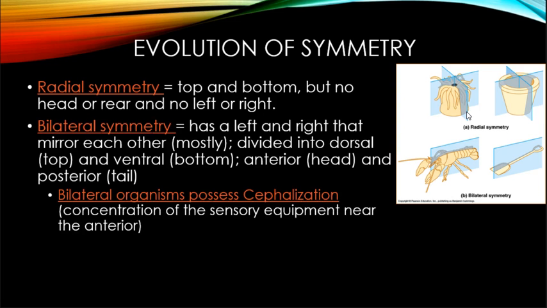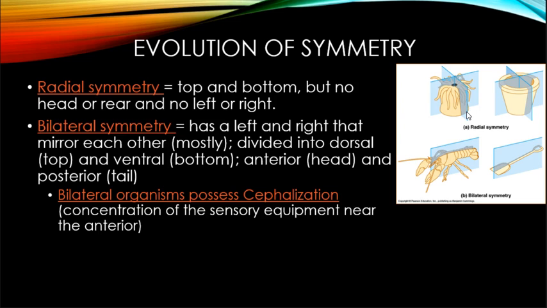Bilateral symmetry means that you have a left and right. That would be people, that's us, and they mirror each other mostly, right? If you look at your organs, that's not necessarily true, but you have two arms on either side. It's very exciting. They're divided into a dorsal and ventral side, an anterior and a posterior side, okay?